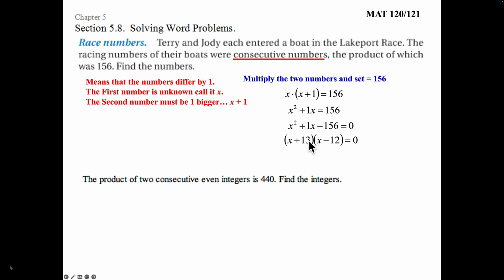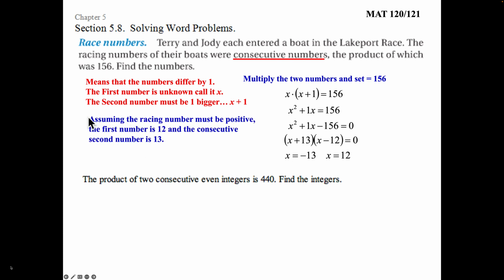Okay, the numbers are 12 and 13. 13 gets the plus, 12 gets the minus, x equals negative 13, x equals 12. Well, assuming that the racing numbers must be positive, then we're going to throw out the negative 13. So the first number is 12, and then 12 plus 1, the next number, will be 13.